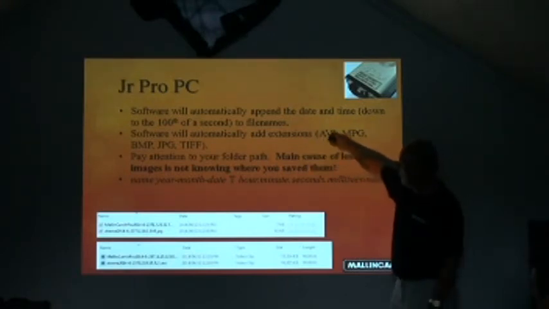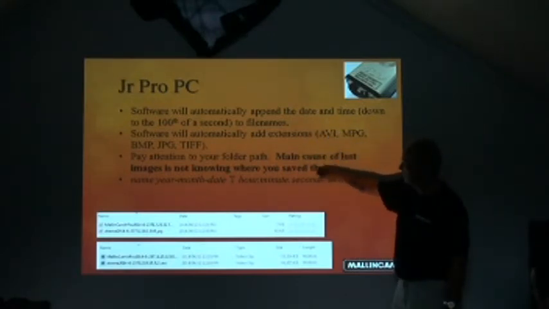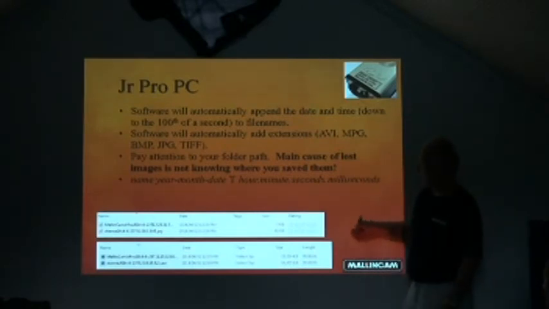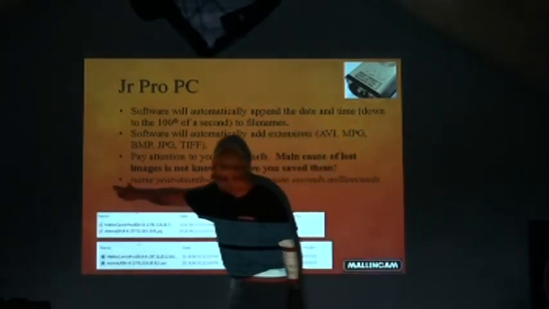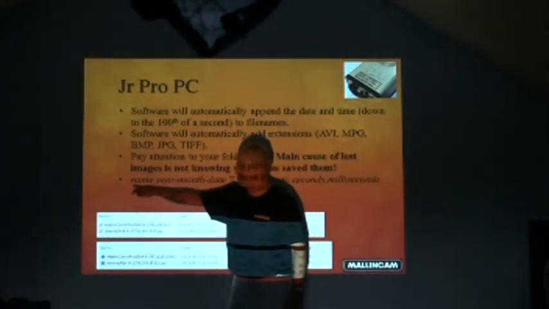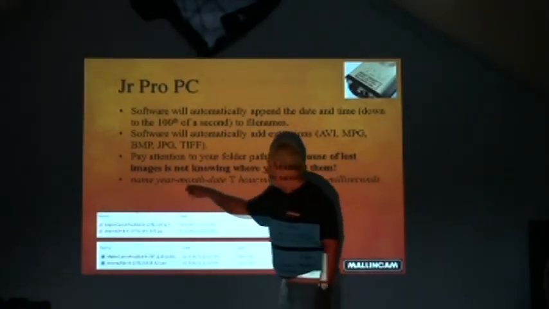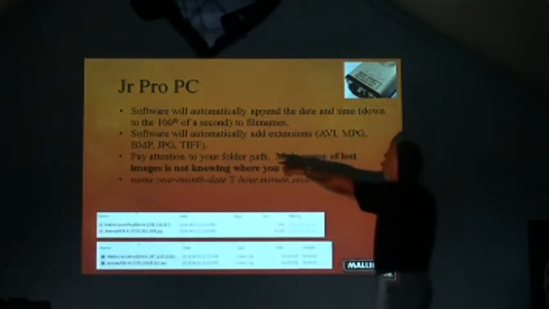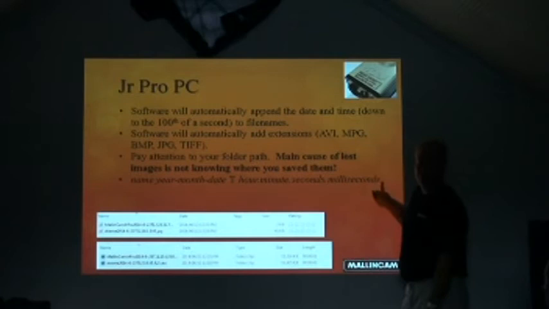Now, they automatically append date and time down to the 100th of a second. Here we've got AVI, MPEG. This will automatically be done. Pay attention to your folder. Main cost of lost images is I don't know where I put them anymore. They're gone. And again, here's the format, right? You get whatever you called it. So I called it extreme. You get year, month, date, T, hour, minute, second, millisecond. Dot, whatever you've chosen as a format.